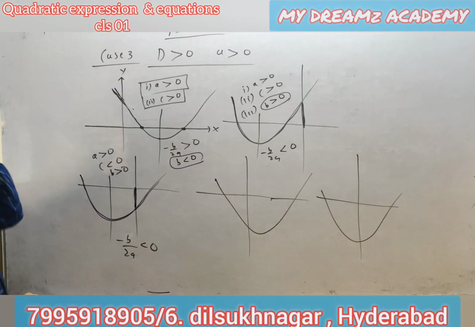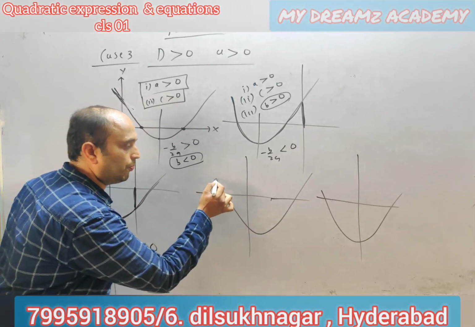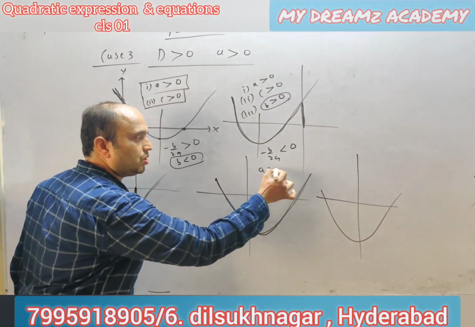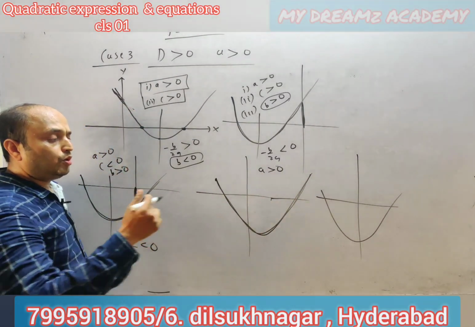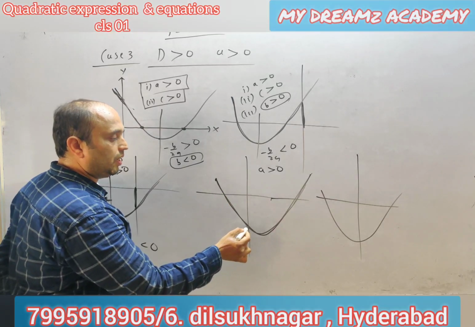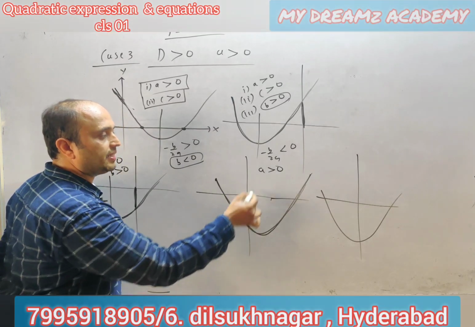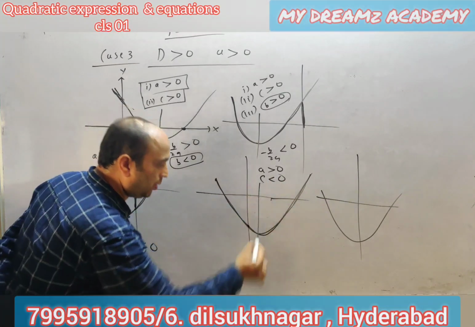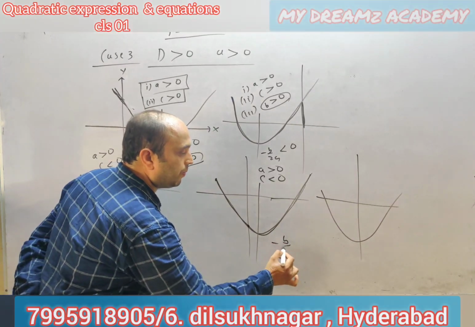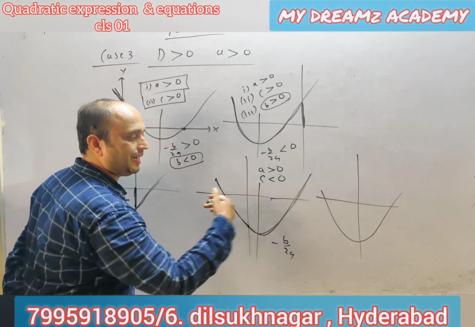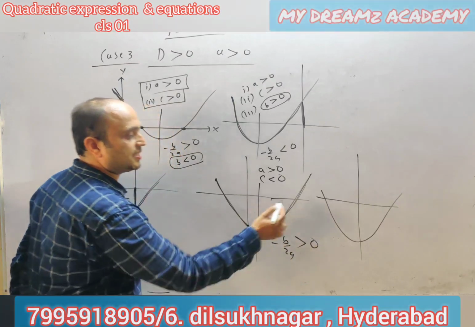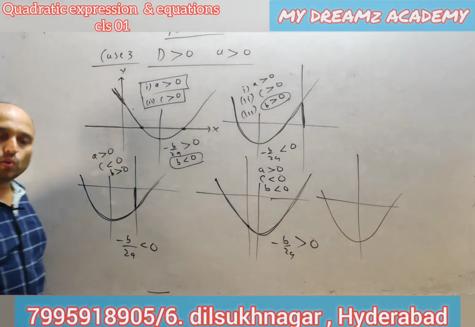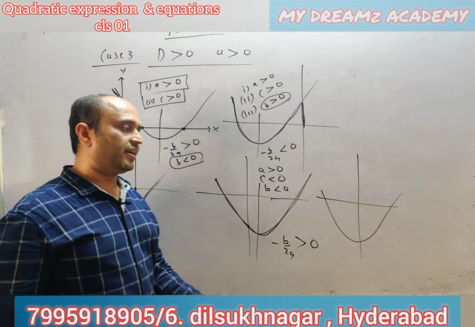So we get a different condition. In this case also, if the curve is like this, a is greater than 0. What about the c? Our curve intersects the y-axis at this point. This is negative, so c is less than 0. What about the b? Minus b by 2a lies on the positive x-axis. Sending minus to that side, we get b is less than 0. We get different conditions.